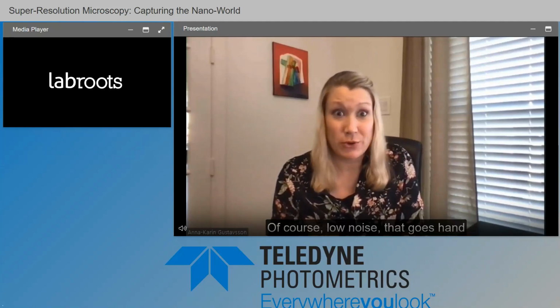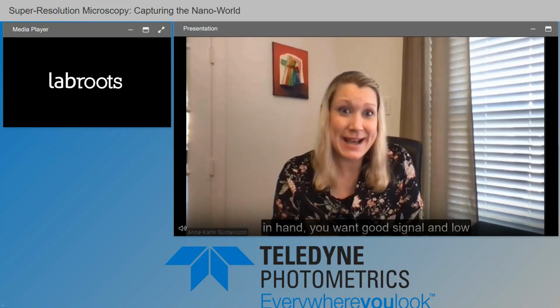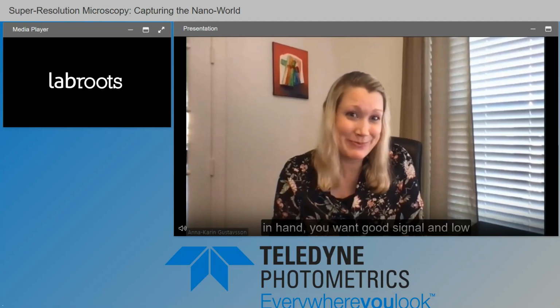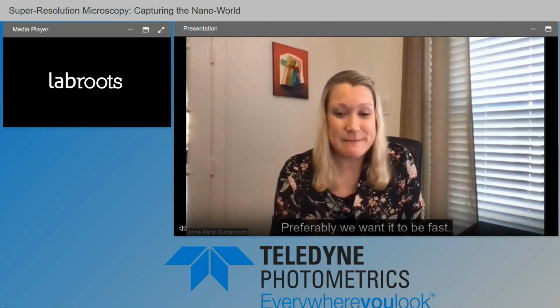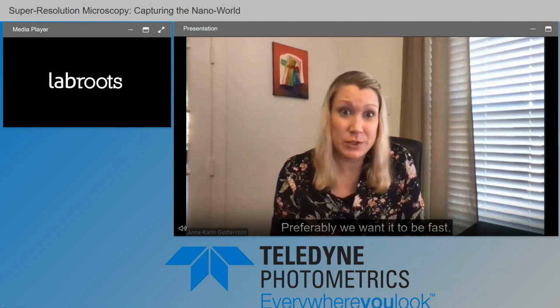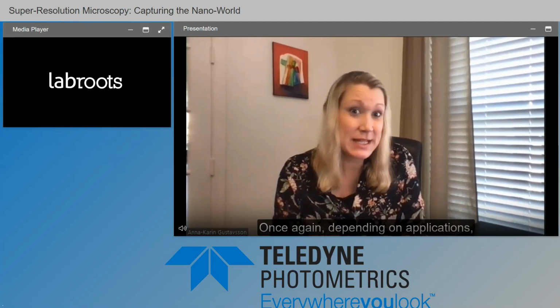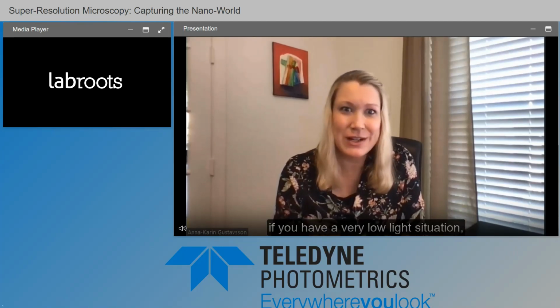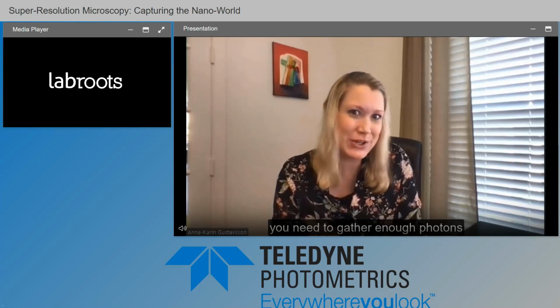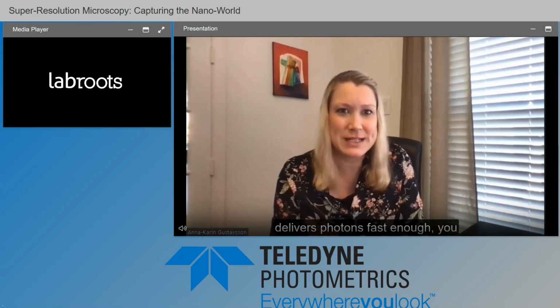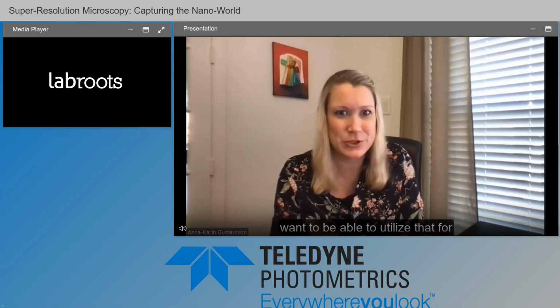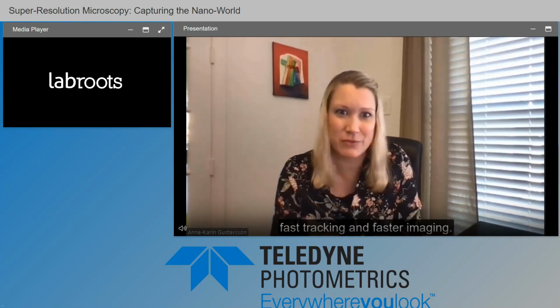Of course, low noise goes hand in hand. You want good signal and low background, low noise from the camera. Preferably you want it to be fast. Once again, depending on applications, if you have a very low light situation, you need to gather enough photons to actually localize the molecule. But if you have a probe that delivers photons fast enough, you want to be able to utilize that for fast tracking and faster imaging.